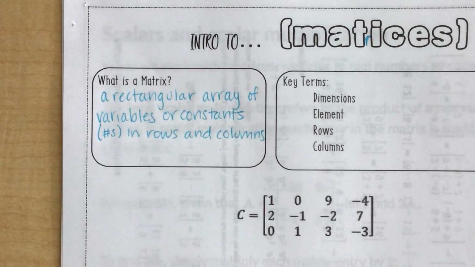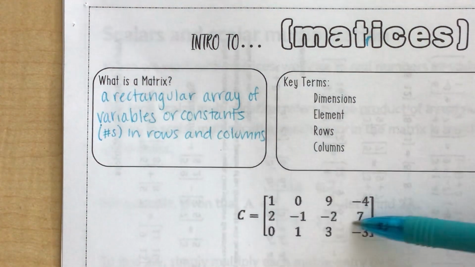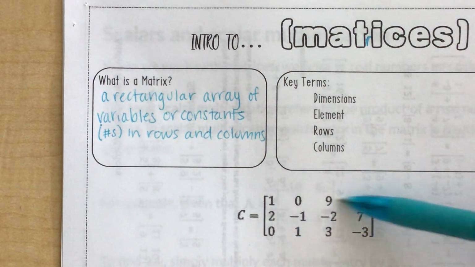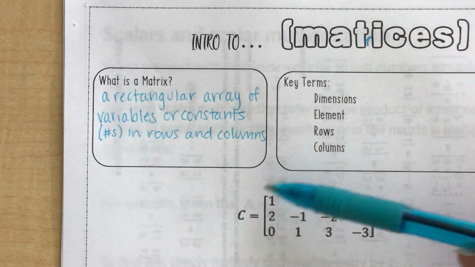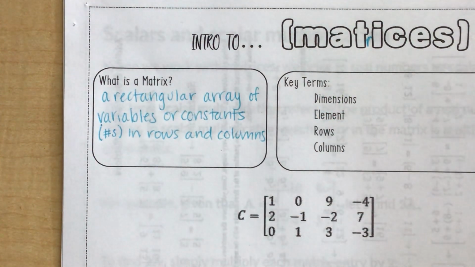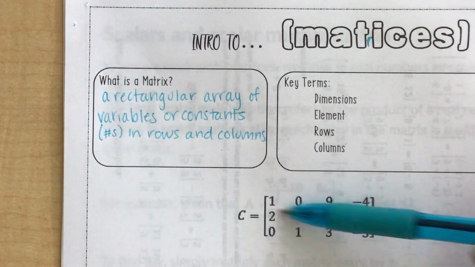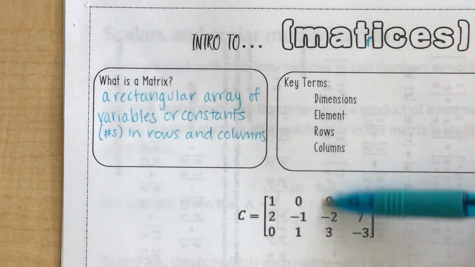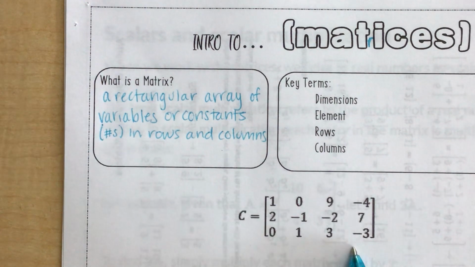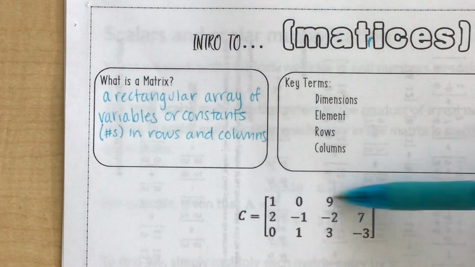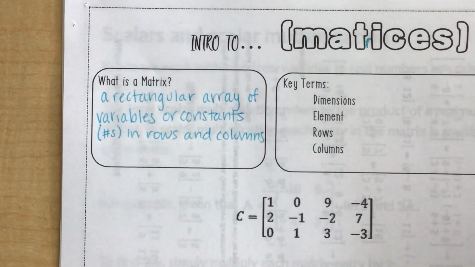Okay, so this is an example here. This is matrix C. This is an example of a matrix, right? So we have numbers in this case, or constants, which is what is in that definition, of numbers in rows and columns. Okay, remember columns go up and down, rows are going to go side to side. Okay, so it's just another way to organize information.